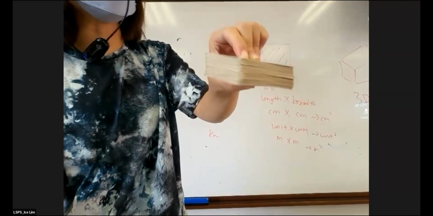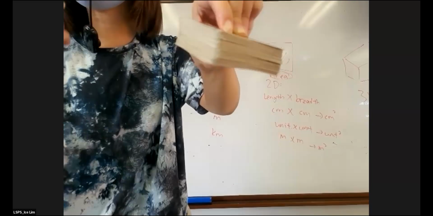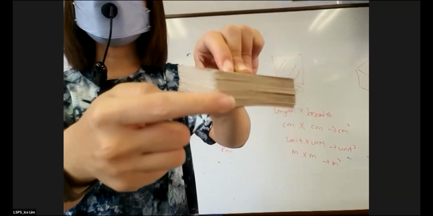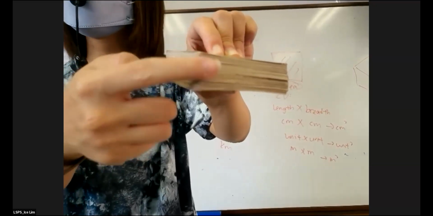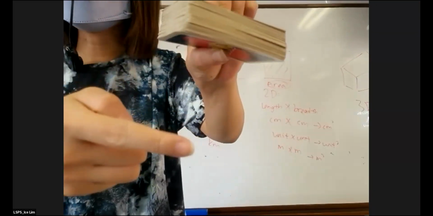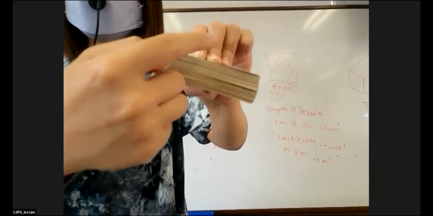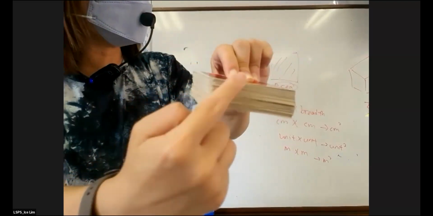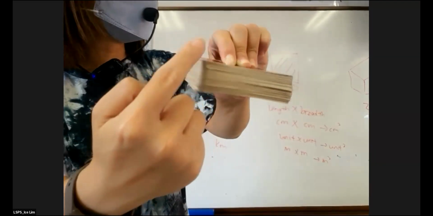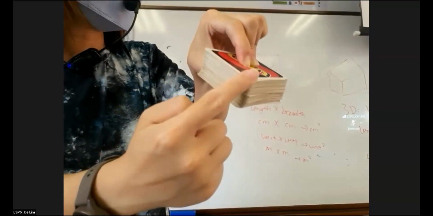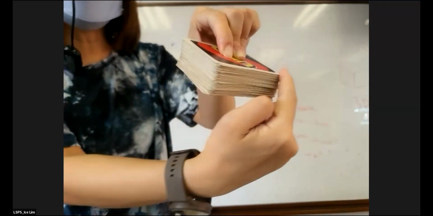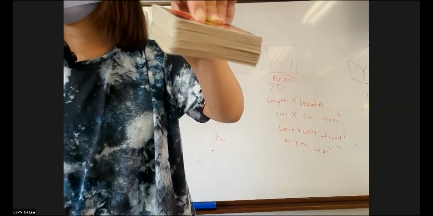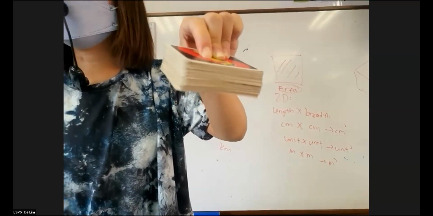Now, where can I find the dimension that says height? Here, right? How much I stack these parts up. This is still one line, right? One line here, one line here, one line here. CM times CM times CM. How long, how wide, how deep? Times together, I get CM times CM times CM, I get cubic centimeter.